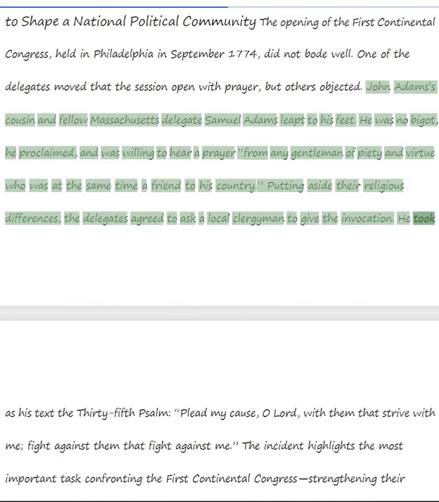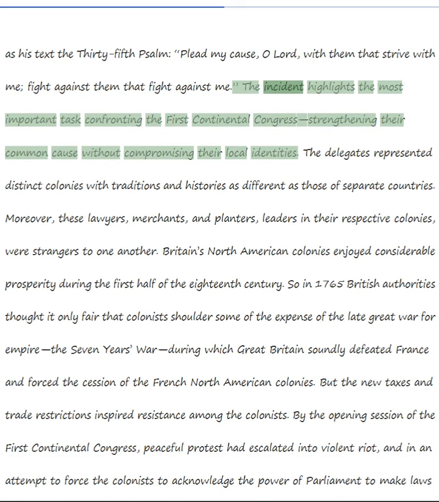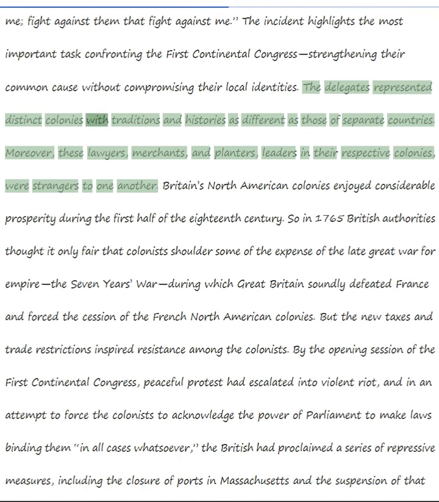He took as his text the 35th Psalm, "Plead my cause, O Lord, with them that strive with me, fight against them that fight against me." The incident highlights the most important task confronting the First Continental Congress, strengthening their common cause without compromising their local identities. The delegates represented distinct colonies with traditions and histories as different as those of separate countries. Moreover, these lawyers, merchants, and planters, leaders in their respective colonies, were strangers to one another.